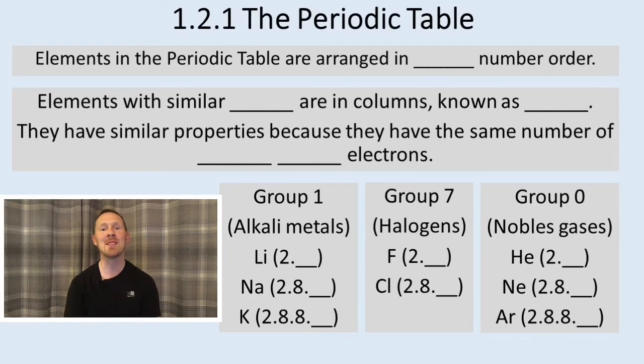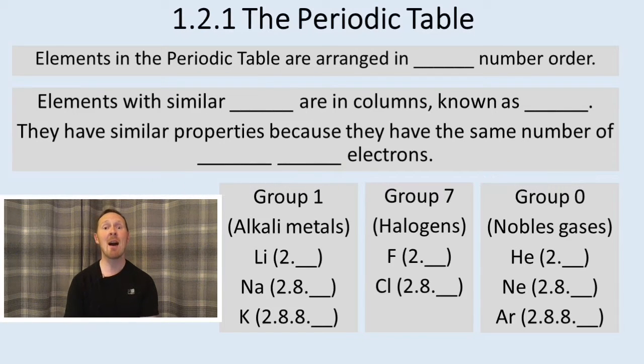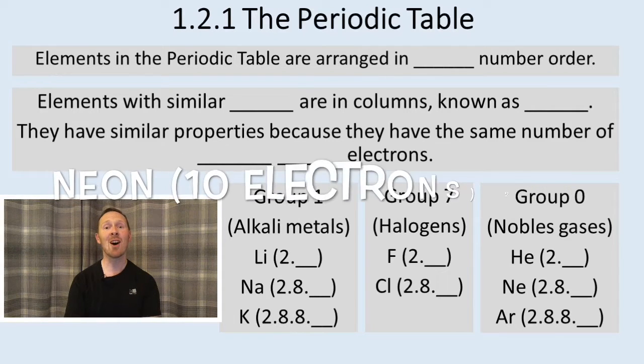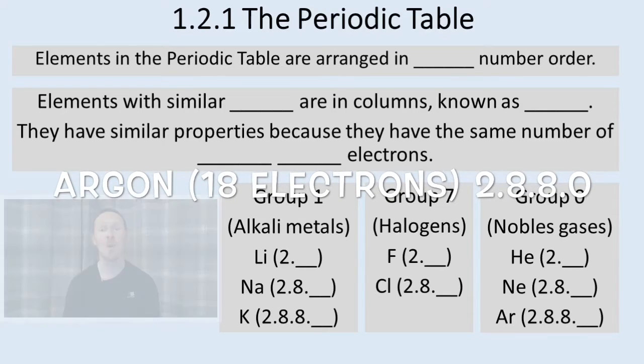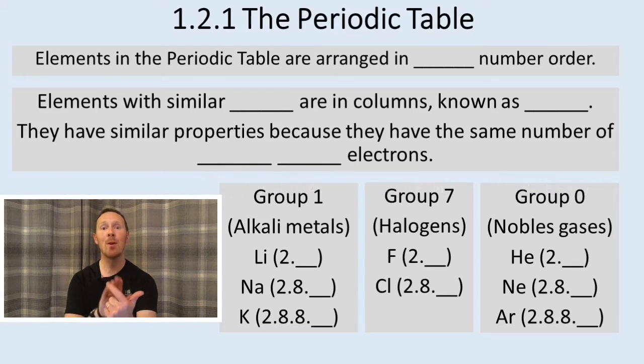Then if we consider group 0, the noble gases, we've got to look at them as a rare breed of elements. They can exist on their own. They don't need to form bonds with other atoms to be stable. That's because they have a stable electron arrangement. In other words, the outer shell is full. That means they don't have to form a chemical bond to become stable. So for instance, helium 2.0, neon 2.8.0, argon 2.8.8.0. They all have a stable electron arrangement, SEA, stable electron arrangement.